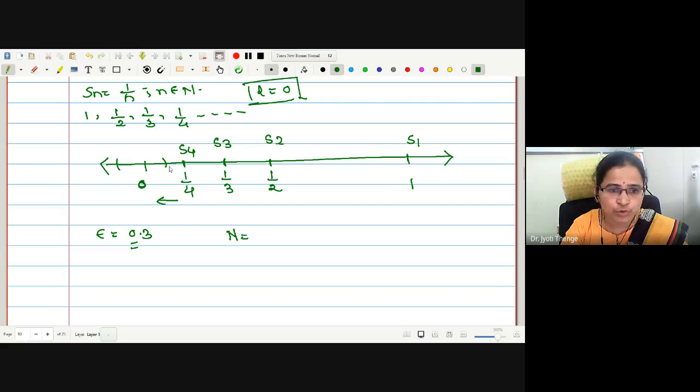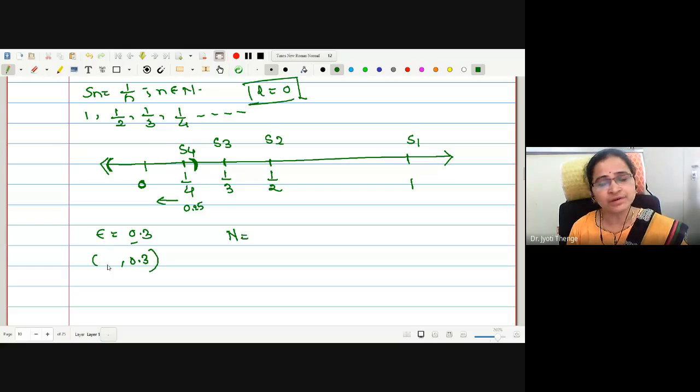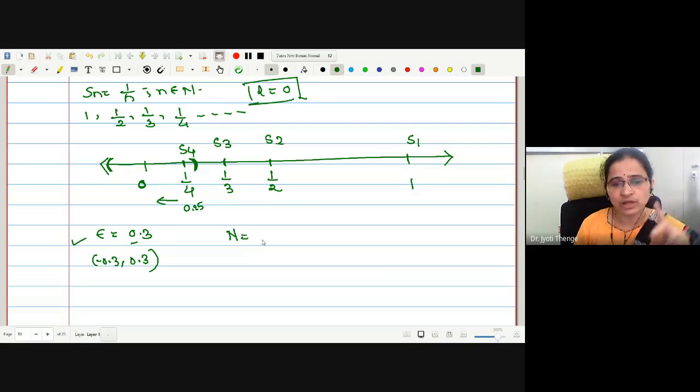Okay, here it is not 0.3. I'll just undo this. This is 0.25 we are marking, no? 1 by 4 means 0.25. Therefore, somewhere here is 0.3, to the left also. Therefore, if I select the value of epsilon as 0.3, what is the neighborhood we will have? To the right, it is 0.3. To the left, minus 0.3. Good. Therefore, this is the selected neighborhood with epsilon equal to 0.3. Now, you have to tell me the value of n after which all the sequence points fall under this neighborhood of 0, minus 0.3 to plus 0.3.